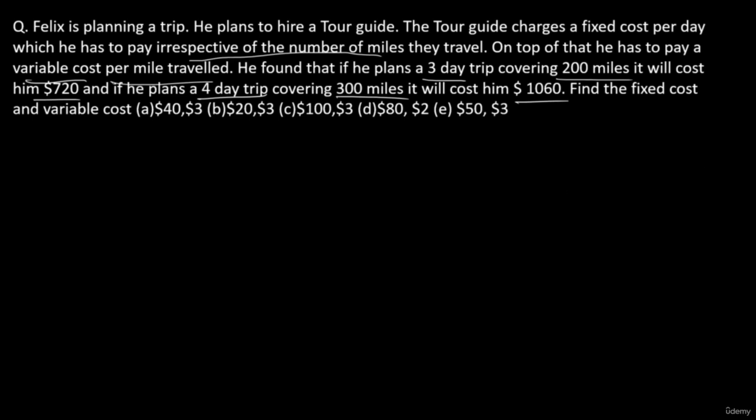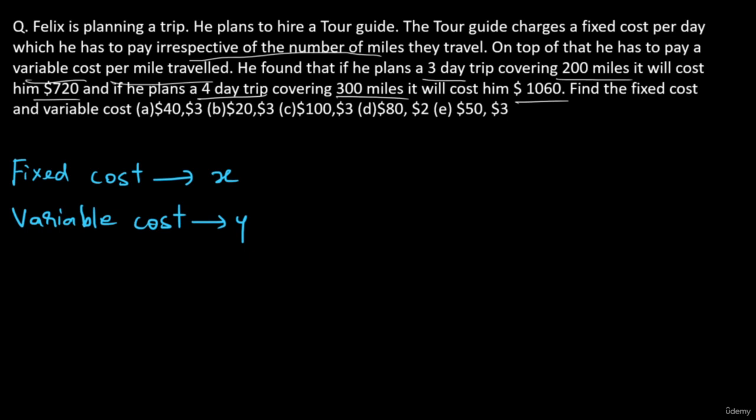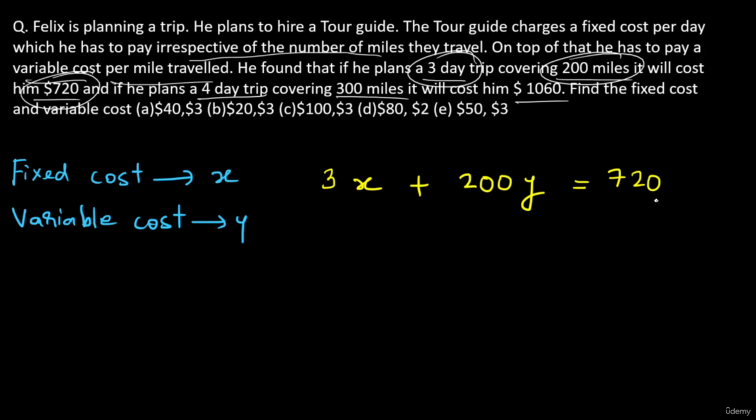Alright, pause the video, give it a try, and then let's do it together. Alright, we are back. I hope you have given it a try. Let's do it together. Now let's take the fixed cost as X and let the variable cost involved be Y. Now if he is planning a 3-day trip and covering 200 miles, it's costing him $720. So let's form the equation. We can say that 3x plus 200y is equal to 720, right?